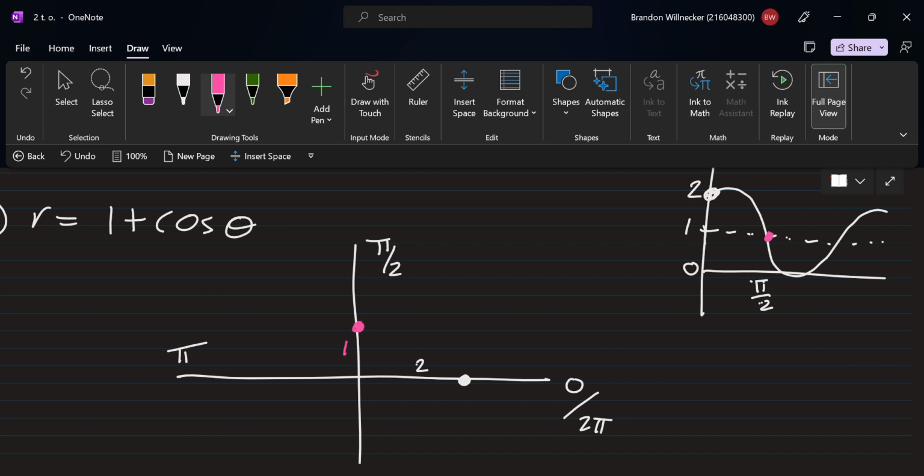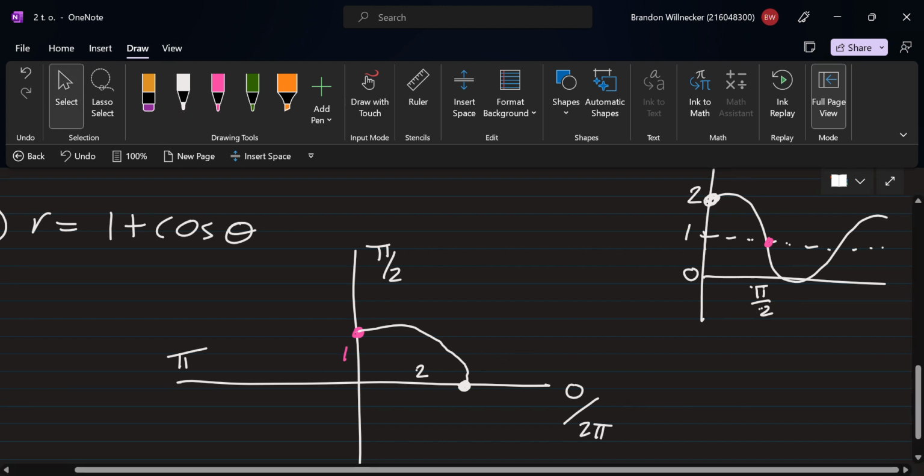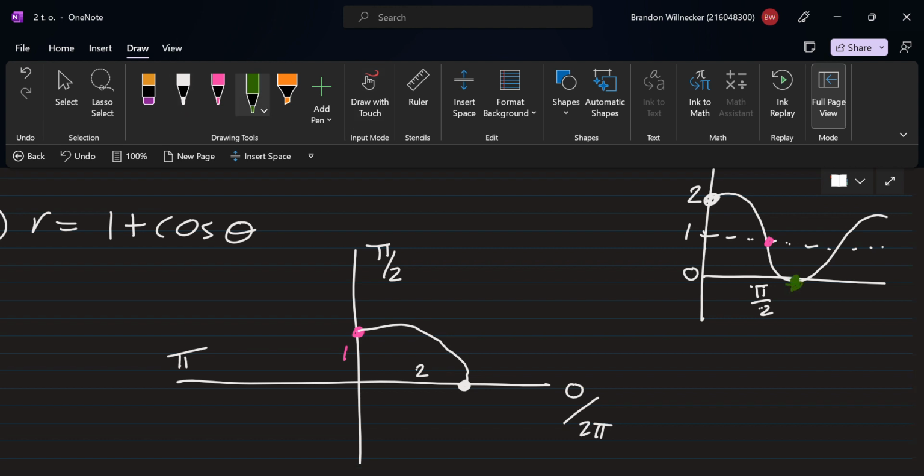Now the angle is increasing all the way, but the distance is going from 2 down to 1. So again, the angle is increasing the whole time, and we end up at 1. Okay, so it doesn't have to be super neat, but just show that we're going from a distance of 2 to a distance of 1. Okay, now from the pink dot, let's go to the green dot at pi. So we're going from a distance of 1 to a distance of 0.